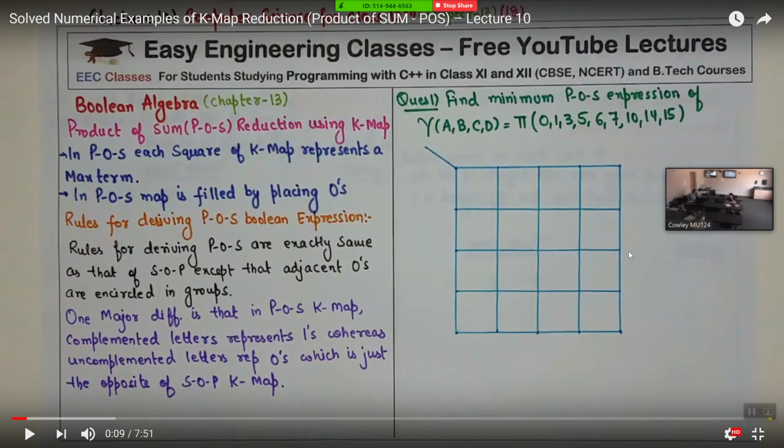In your square over here, each square of the K-map represents a max term. Remember, that's the uppercase M, isn't it? And I don't remember the numbering, but he'll go through and he'll put the.